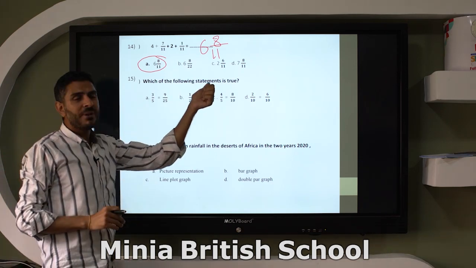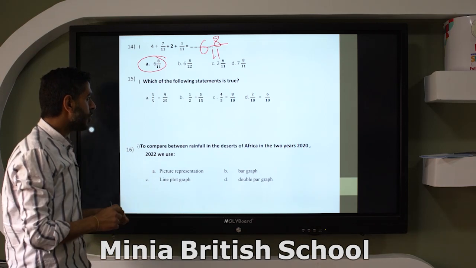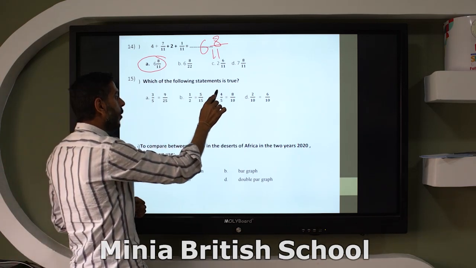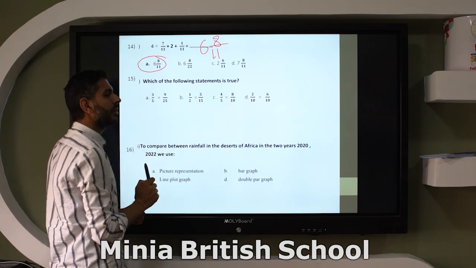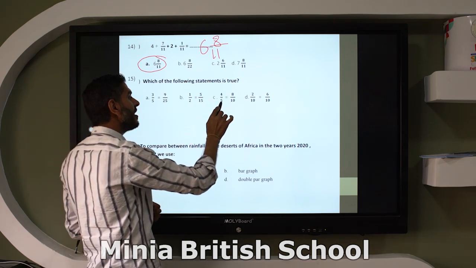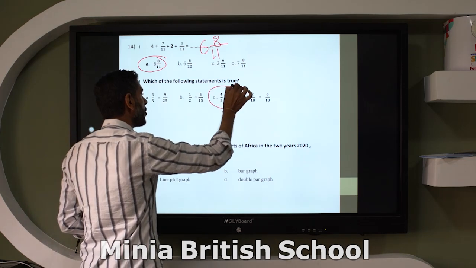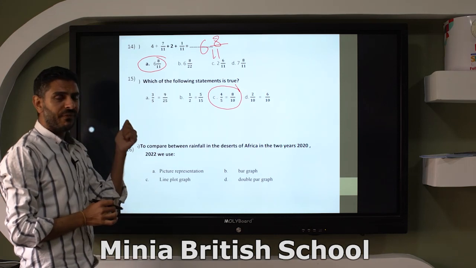Which of the following statements is true? In this case, you can answer it by here. 4 becomes 8, so multiply by 2. And 5 becomes 10, multiply by 2 also. It's the correct one. But what about the first one?